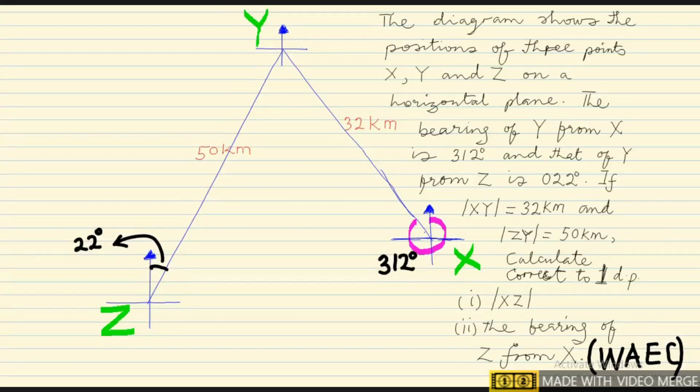This WAEC question. The diagram shows the positions of 3 points x, y, and z on a horizontal plane. The bearing of y from x is 312 degrees and that of y from z is 022 degrees. If distance xz is equal to 32 kilometers and distance zy is equal to 50 kilometers, we have to calculate, correct to 1 decimal place, the distance xz.